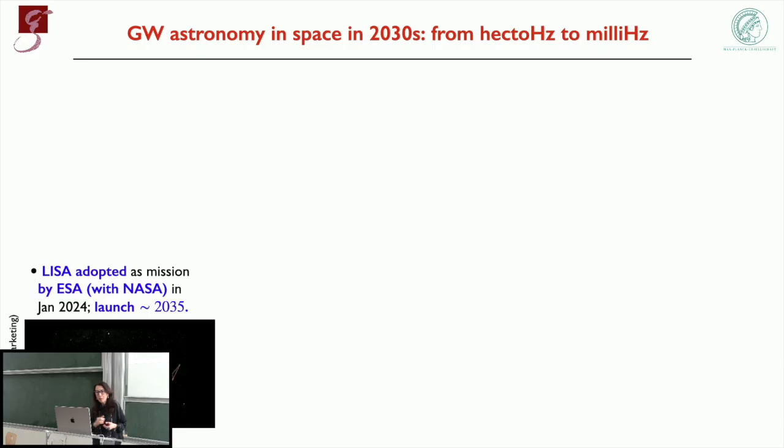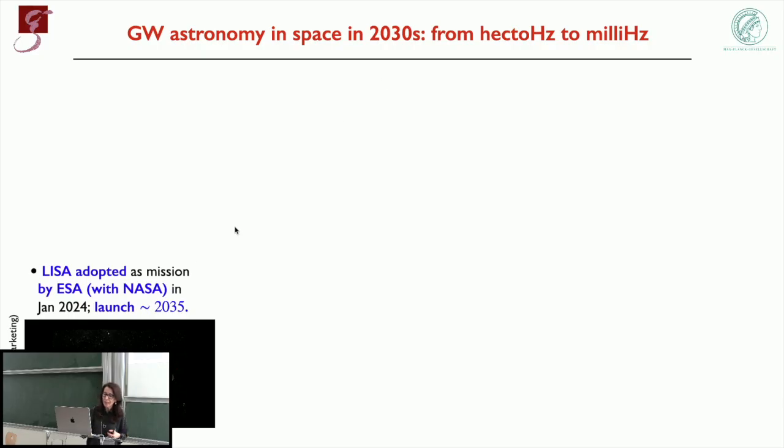Then there is the beautiful mission LISA. LISA has been adopted as a mission by ESA, which means it's under construction, and by NASA just last January in 2024, and the launch is predicted for 2035. It seems a long time from now. It's not a long time. Many things have to be prepared.